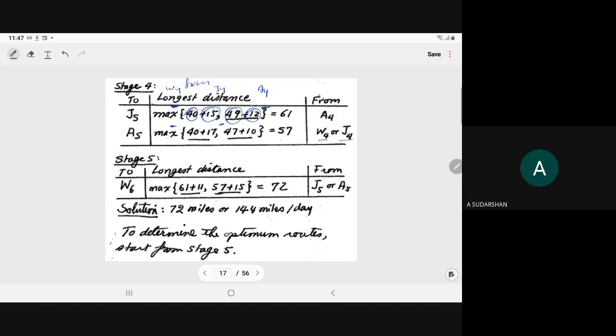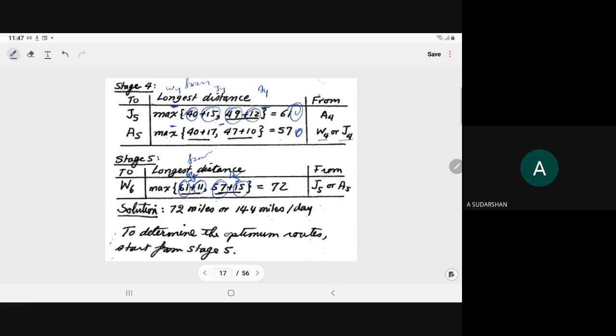Then W6, so W6 from J5 and A5. The maximum for J5 we have seen is 16. For A5 the maximum is 57. So 16 plus 11, that means optimal value plus current distance, so it is 72.